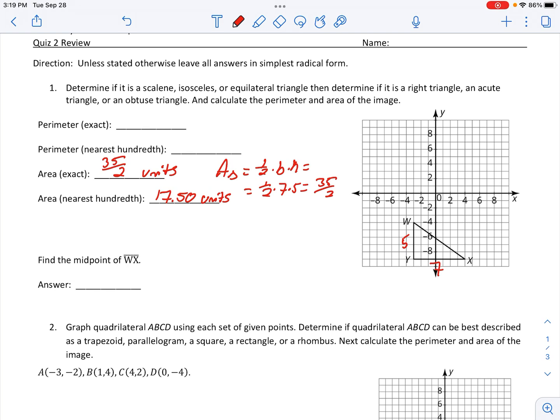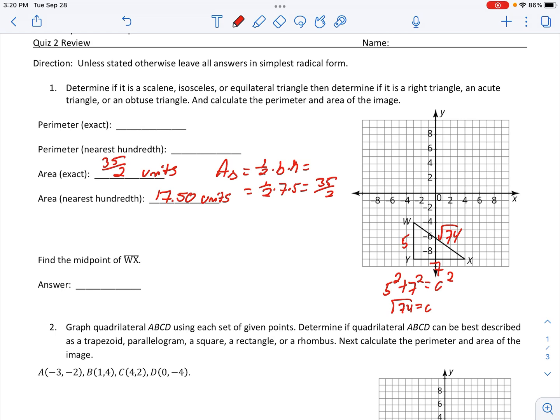Now for the perimeter, we still got to go find that by using our distance formula. Or we could use Pythagorean theorem as I'm looking at, because it's a right triangle. We could do 5 squared plus 7 squared equals c squared. 25 plus 49 gives me 74. And the square root of 74, see if you can simplify that down. And 74 does not appear to go anywhere. So the square root of 74 appears to be the hypotenuse then, WX.